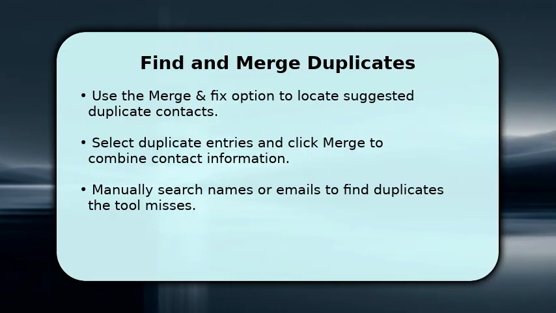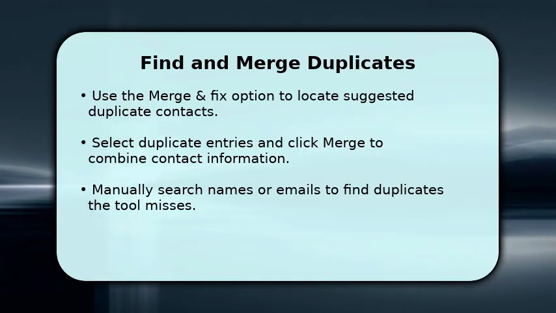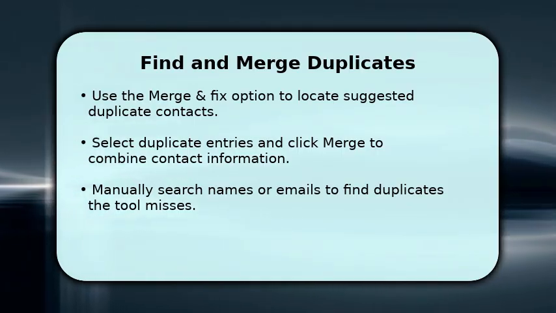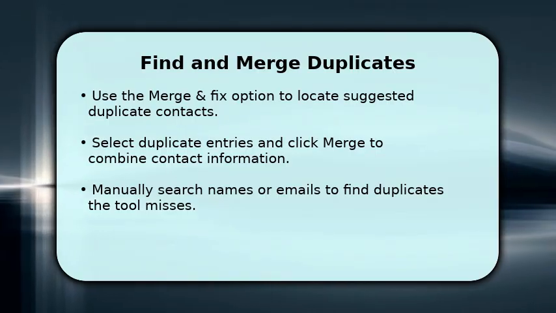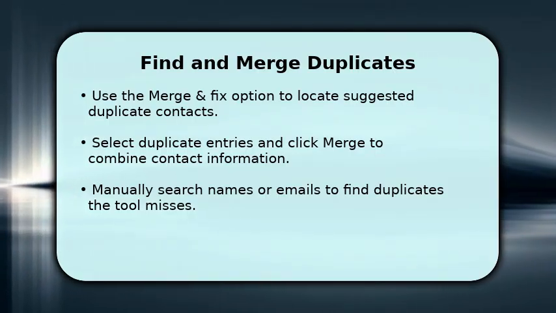For missed duplicates, use the search box to find similar names or emails. Open both contact cards and use the three-dot menu to merge them manually when needed. Repeat until Merge and Fix reports no more suggestions.